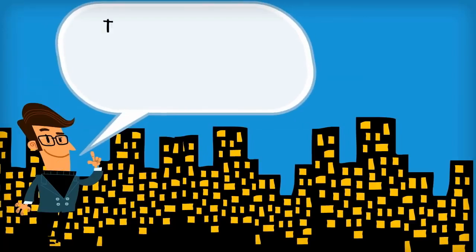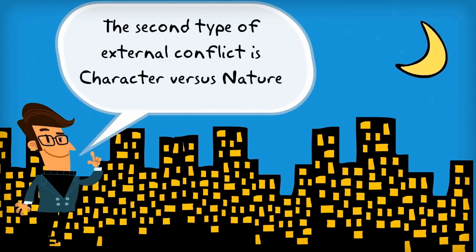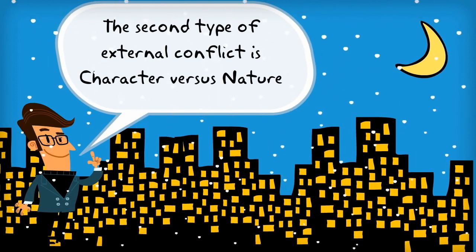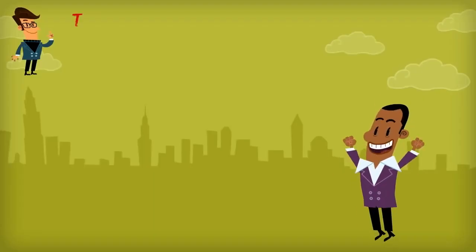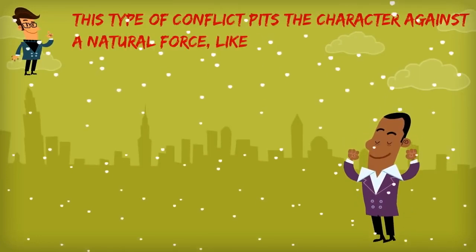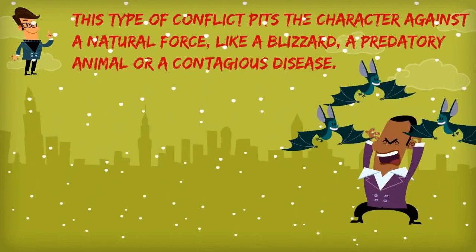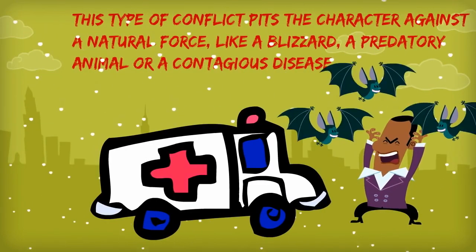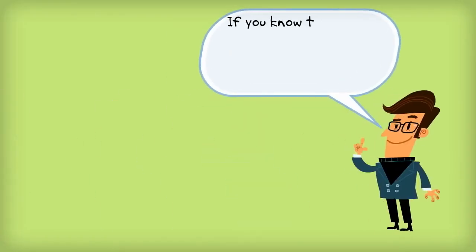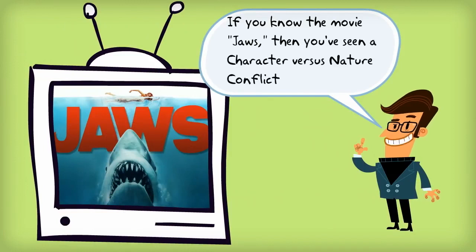The next type of conflict is also pretty easy, and that's called character versus nature. And this is when your main character or a main character is having some sort of struggle between themselves and maybe some sort of weather, like a blizzard, predatory animal, or some sort of contagious disease, which we sure know about now, don't we? A great example of this is the movie Jaws. You have your character versus that big old shark.